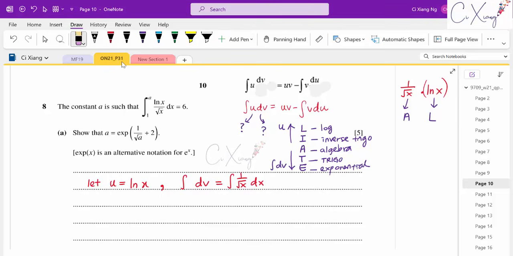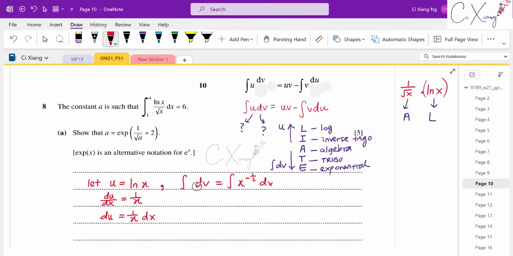Okay, so for 1 over square root x, I want to straight away change it to x power negative half, easier. So for this part, you are going to apply the differentiation. So du over dx equals to 1 over x. Differentiate ln x, you get 1 over x here. And maybe you can let it like this: du equals to 1 over x dx.